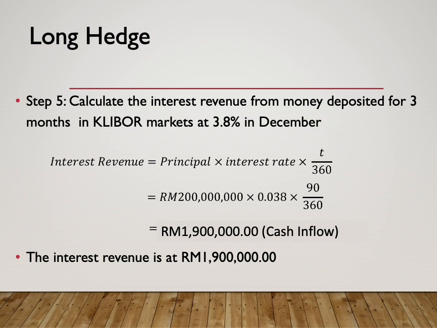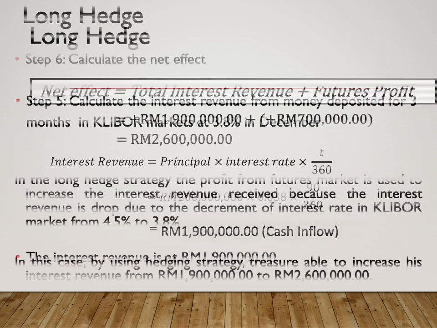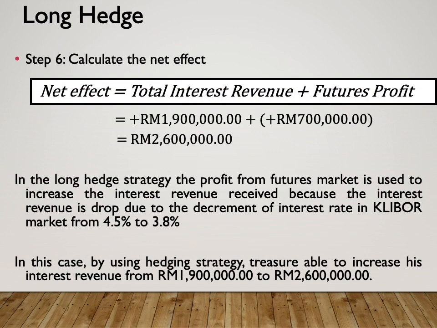Step number 6, you need to calculate the net effect. The formula is total interest revenue plus futures profit. So interest revenue of 1.9 million is cash inflow. Futures profit is cash inflow, that's why I put positive. So you get 2.6 million. Basically in the long hedge strategy, investors use futures profit to increase back their interest revenue. So if you use the long hedge strategy, your effective interest revenue is 2.6 million, instead of not using any hedging strategy, where you just get 1.9 million.